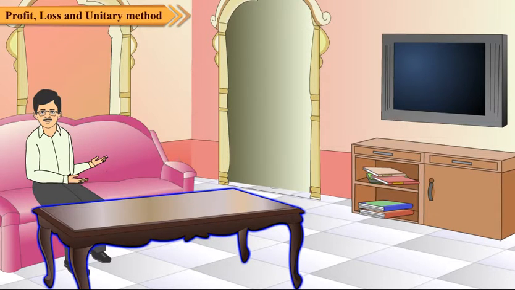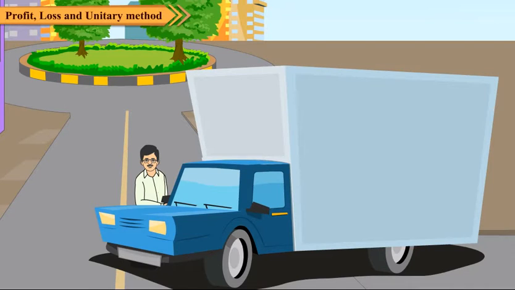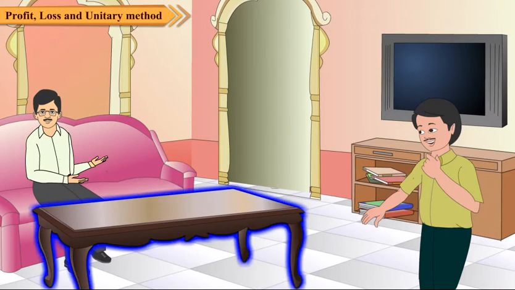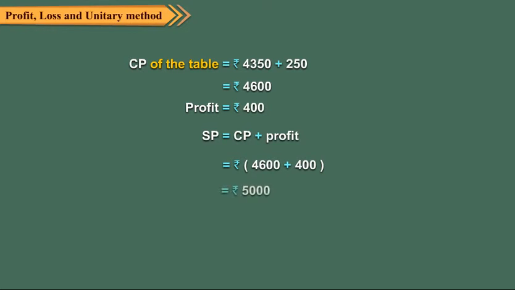Consider the given example. Sanjeev bought a dining table for rupees 4,350. He spent rupees 250 in its transportation. After 2 weeks, he sold it to Rajiv, making a profit of rupees 400. Find the selling price of the table. Here we first find the actual CP of the table. To do so, we add the overhead charges to its price. Since there is a profit in this transaction, to get the selling price, we add the profit to the CP.